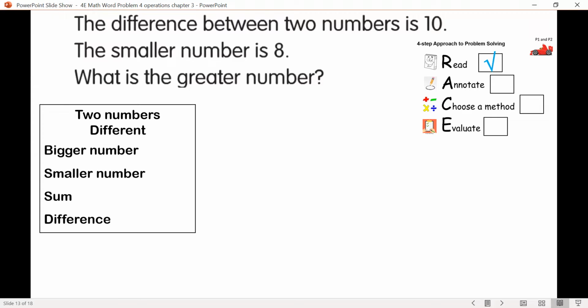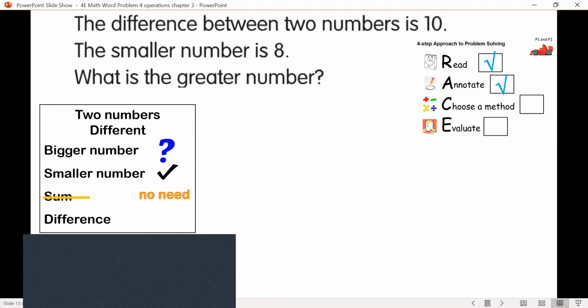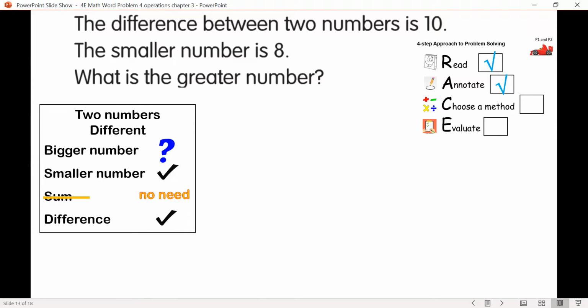I check, do I have the bigger number? No, I don't have the bigger number. Do I have the smaller number? Yes, I have the smaller number. Do I have the sum of the numbers? No, but do I need the sum of the numbers? No, I don't need the sum of the numbers because it is not being asked for and it's not given. What I need to find is the bigger number, and is the difference given? Yes. And that is my steps of annotation.